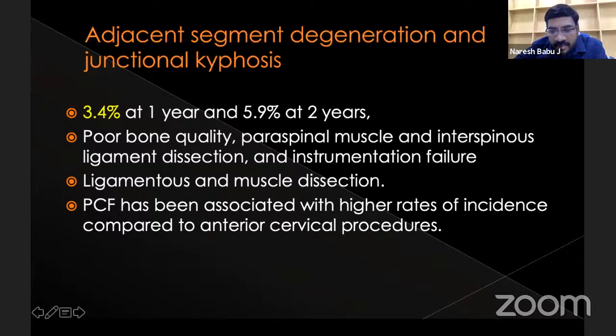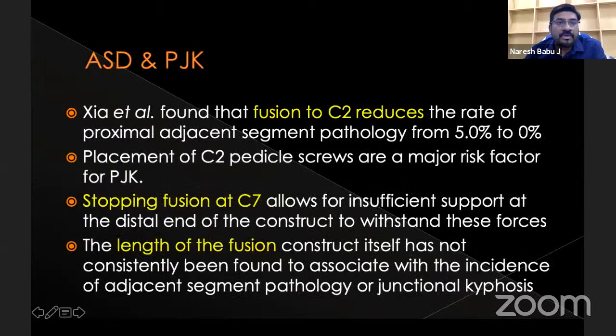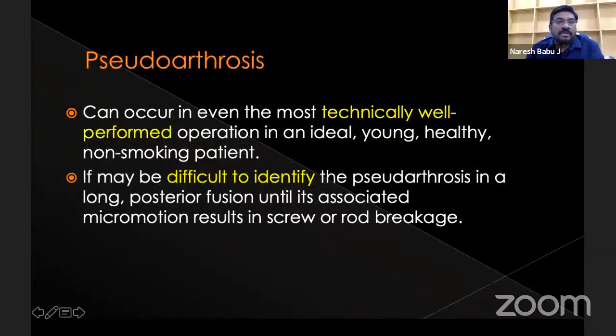Adjacent segment degeneration in the cervical spine is quite commoner with anterior procedures than posterior. So the motion also plays an important role along with the dissection of the posterior muscles. Zia has found that when you extend the fusion to C2, it significantly reduces the fusion. And pseudoarthrosis is most common even in the technically.